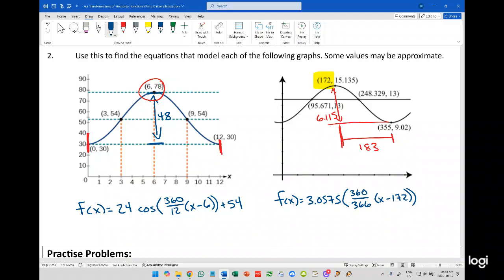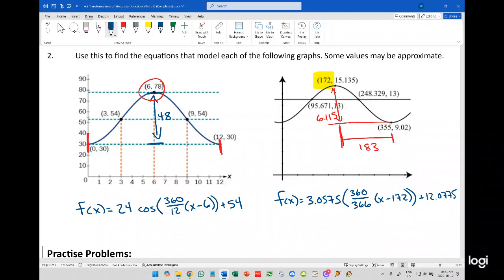And then my C value is going to be my maximum minus the amplitude, or my minimum plus the amplitude, or I'm just going to do it by actually taking 15.135, adding the minimum 9.02 together to get 24 and change, and then divide that by 2 to find out what the average of the two numbers is, which is about 12.0775. Okay, barely fit on the paper, but I think we got it. So that's all there is to it.